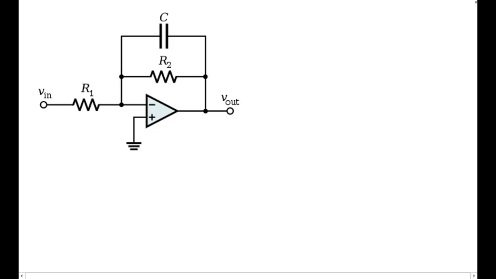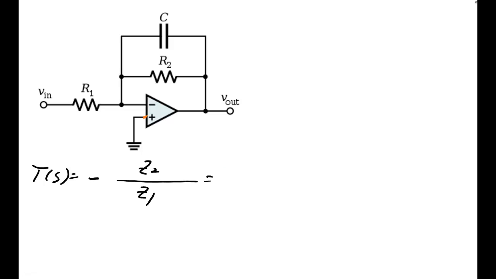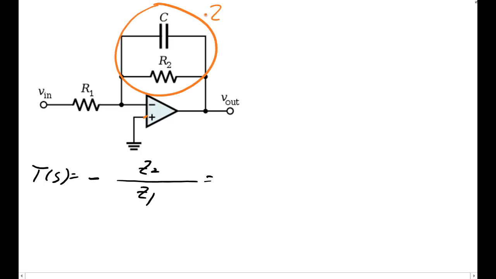Now let's look at the transfer function for the following op-amp circuit. Since this is a typical inverting op-amp circuit with the positive terminal grounded right here, we can simply find the transfer function to be minus Z2 over Z1, where Z2 will be this one right here.